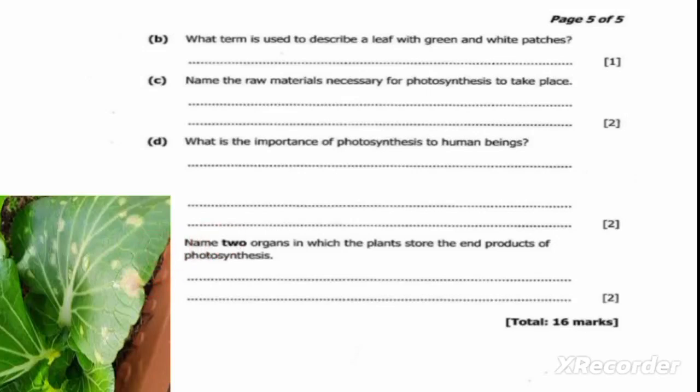The question continues. Question 3B. The question reads, what term is used to describe a leaf with green and white patches? So the leaf having green and white patches is called variegated leaves or variegated leaf. Okay. Question 3C, name the raw material necessary for photosynthesis to take place.